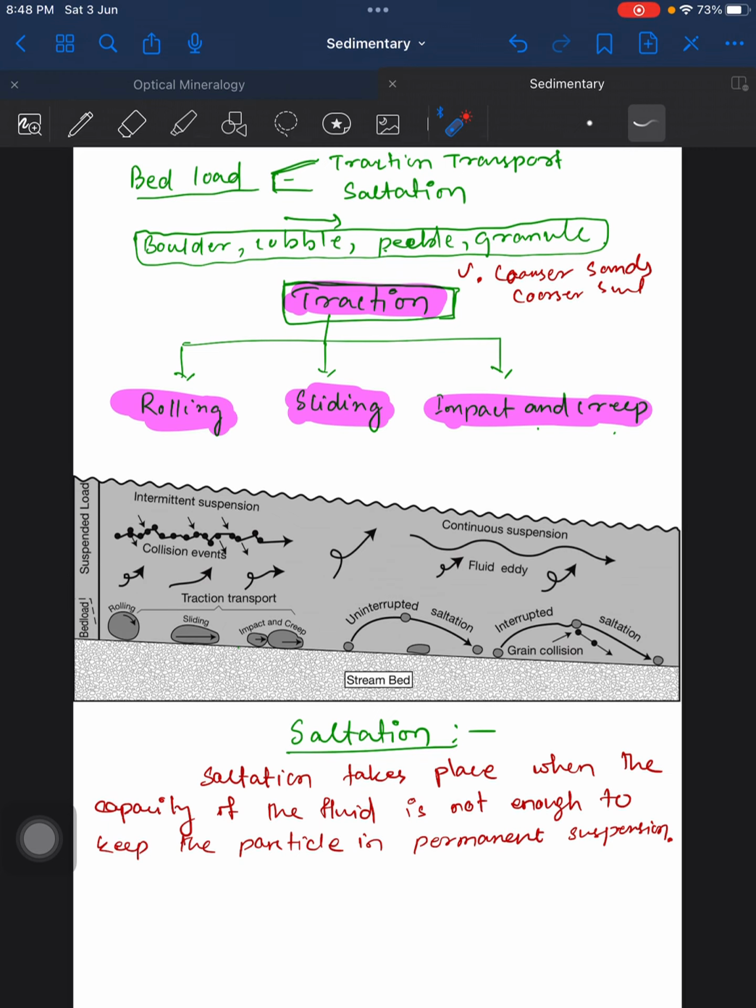An aeroplane flying, or the dust flying in the environment, that is suspension. If you throw a rock from your hand and it falls, jumps again, falls, and goes some distance, that is the saltation process.